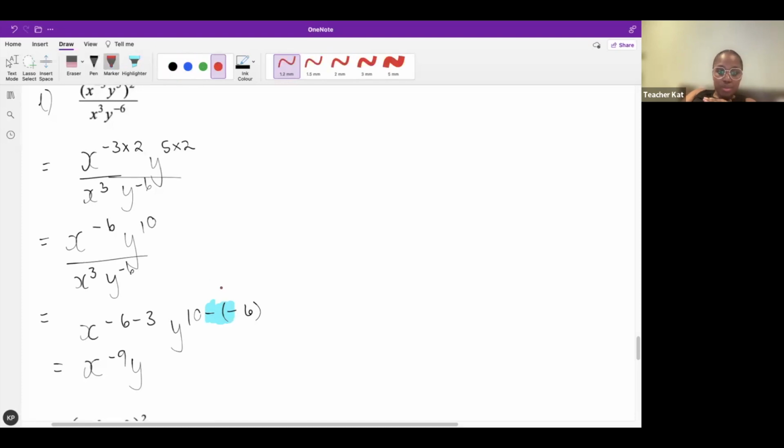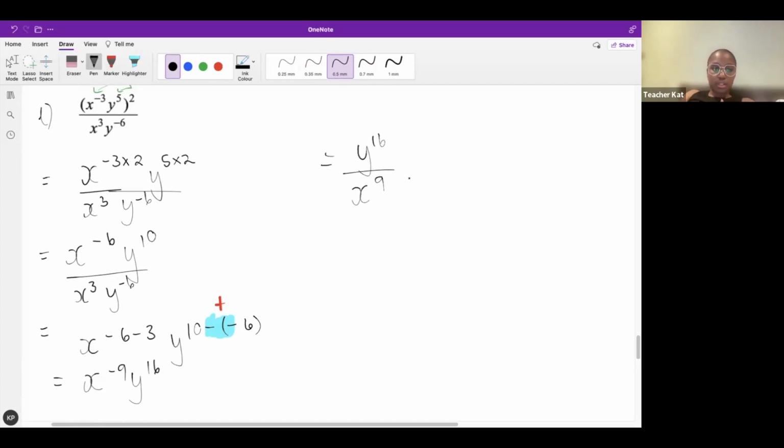And that is y to the power of, what's 10 plus 6? Let me write here with a red pen in case someone gets confused. It is 16. And then for those of you who like the rule of no negative exponents, my final answer will then be y to the power of 16 over x to the power of 9. That was beautiful as well. There we go.